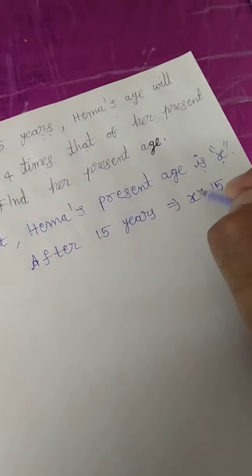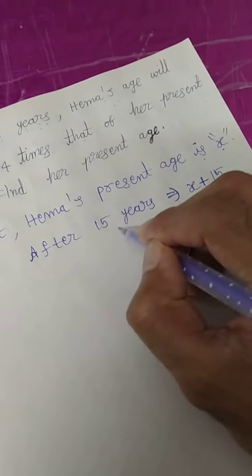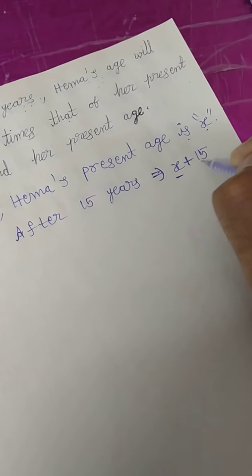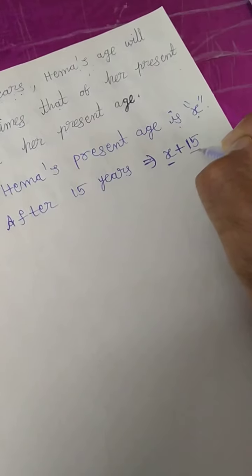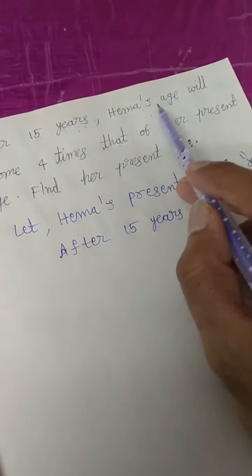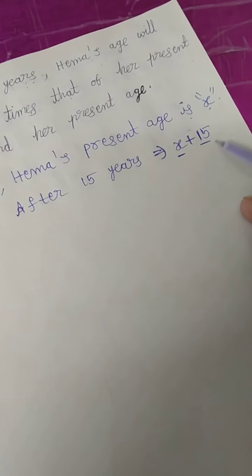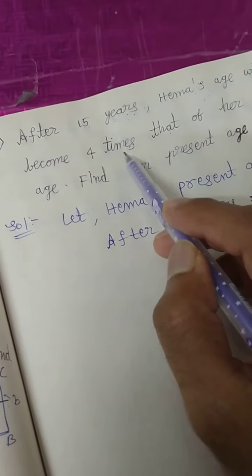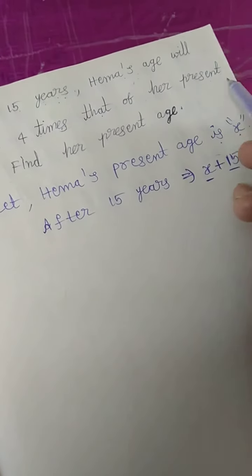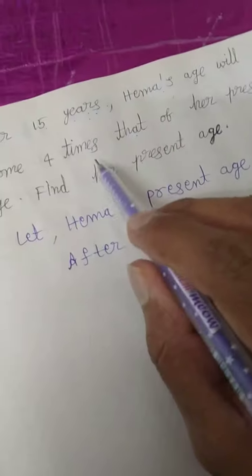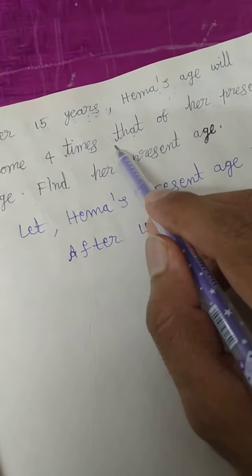So after 15 years, that means x plus 15. Her present age is x. After 15 years means x plus 15 years. So what will it become? Hema's age after 15 years will become how much? 4 times that of her present age. What is her present age? The present age is x. So for this x it will be multiplied 4 times.